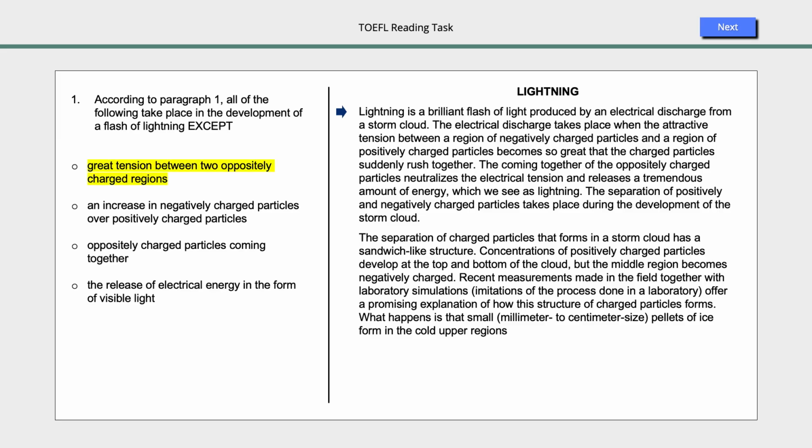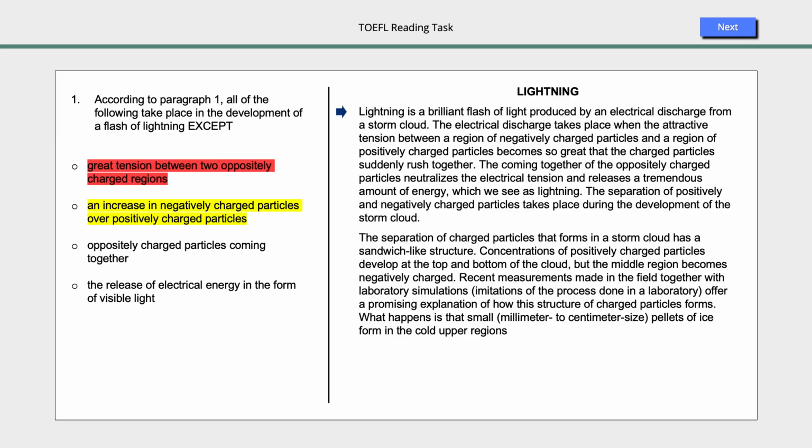The first option says, great tension between 2 oppositely charged regions. And this sentence says, the attractive tension becomes great between a region of negatively charged particles and a region of positively charged particles. So this option is supported by the passage and we can rule it out. The next option says, an increase in negatively charged particles over positively charged particles. I can't find anything in the passage that suggests that more negative than positive particles are present when lightning develops, so I think this must be the correct answer. But let's check the other options just to verify.